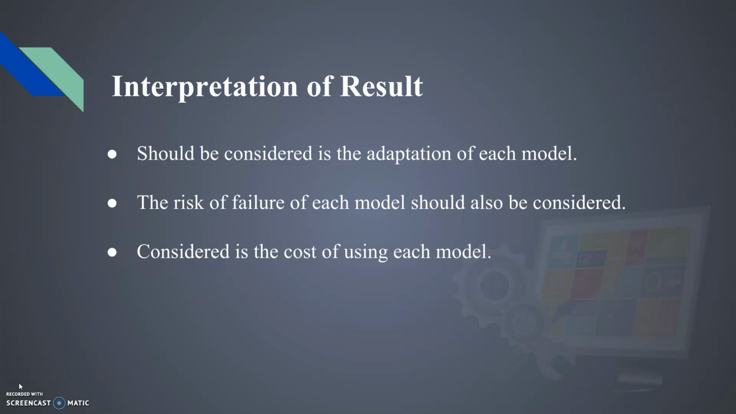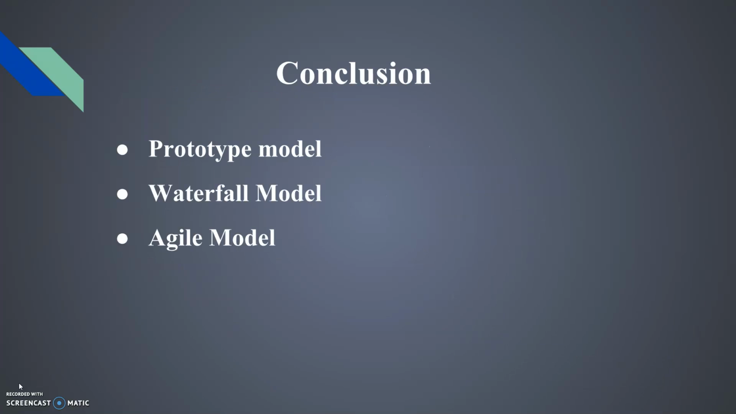The third thing that should be considered is the cost of using each model. The prototype model and agile model typically cost more during implementation because they are interactive approaches. On the other hand, the traditional waterfall model costs less in the implementation process because there is supposed to be no change in requirements and nothing is interactive. Next, about the conclusion.